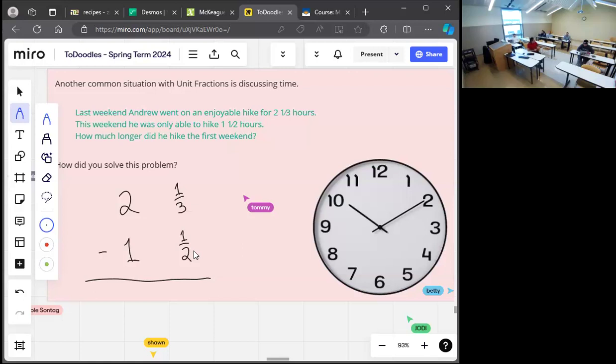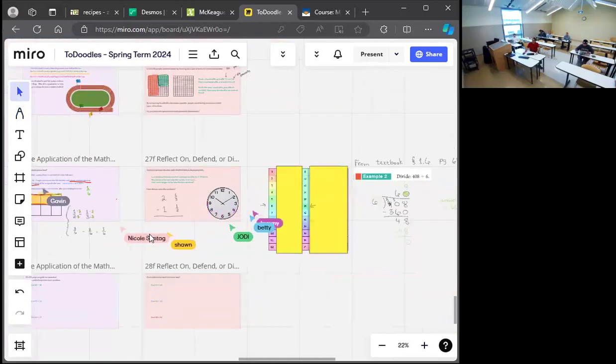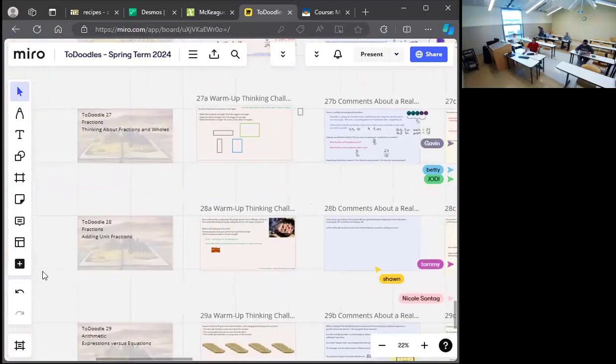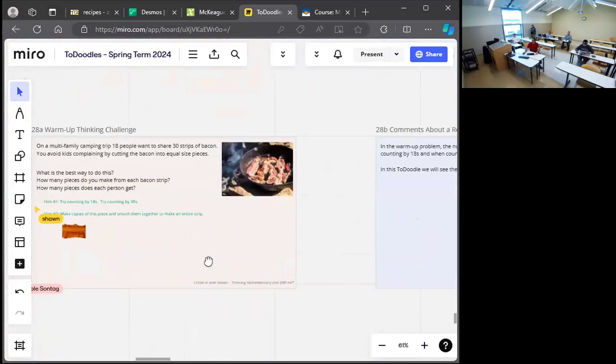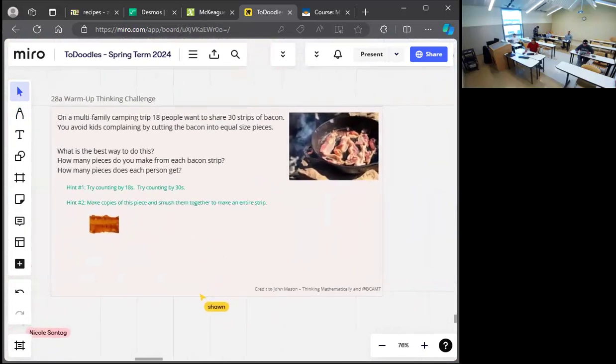Okay, it's almost 7. Everyone want a short break? Sure. We're at the end of a to-doodle, so I will pause things and then we'll start about to-doodle 28 when we come back to stretch.